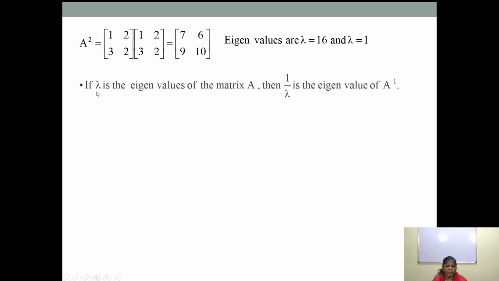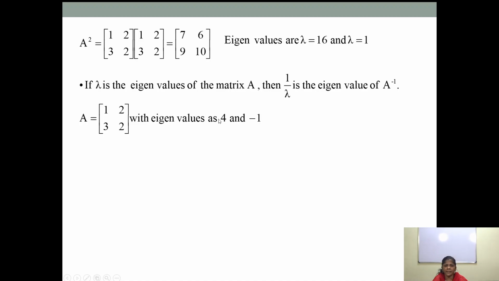Okay, the next one. If lambda is the eigenvalue of the matrix A, then 1 by lambda is the eigenvalue of A inverse. One of the advantages of this property is that if we know the eigenvalue of A and need to find the eigenvalue of A inverse, we will not go through the exact evaluation. We just take 1 by lambda, the reciprocal of the eigenvalue, as the eigenvalue of A inverse. Let us try to understand with the help of the same example.